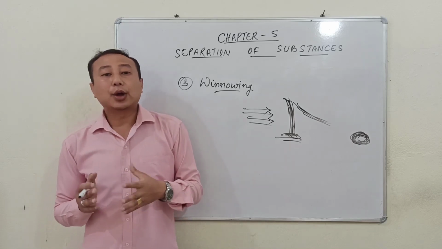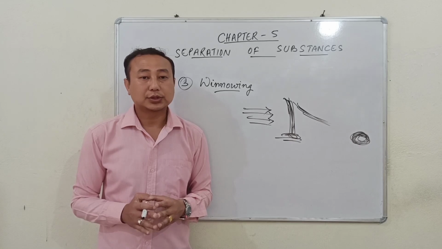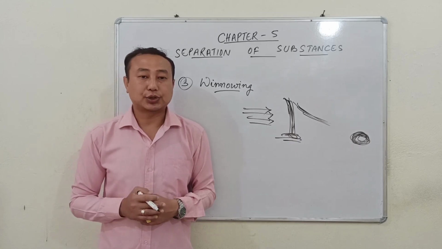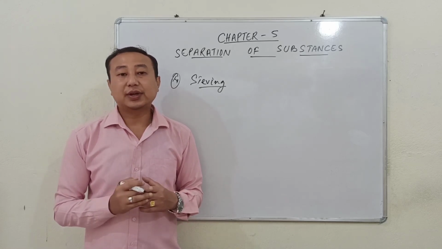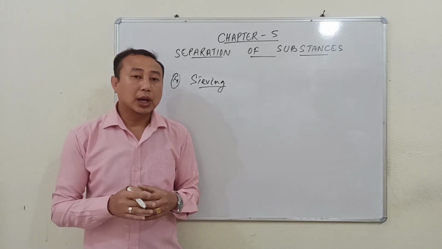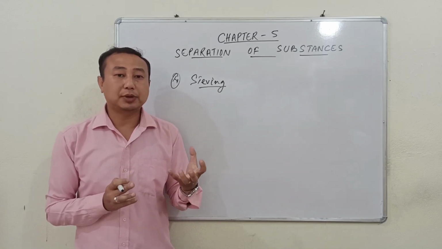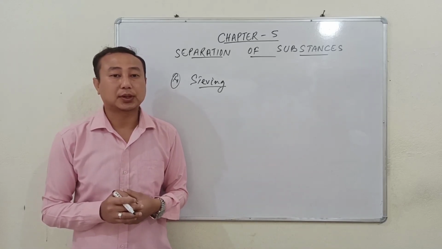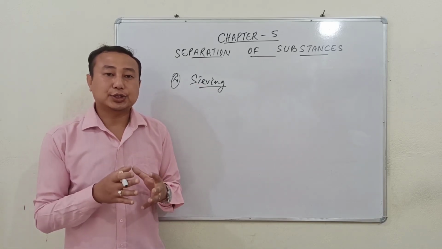So in this way, the winnowing process is utilized in the agricultural practice also. So now, let us take up the next separation technique. The next separation technique is known as sieving. Sieving is utilized in order to separate the bigger size impurities from the smaller size component of a mixture which is useful to us. During this process, a substance known as a sieve is utilized.